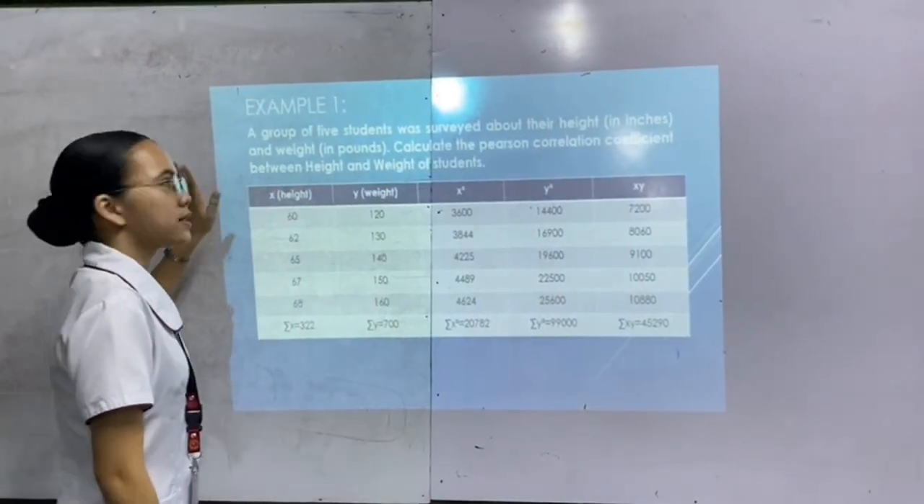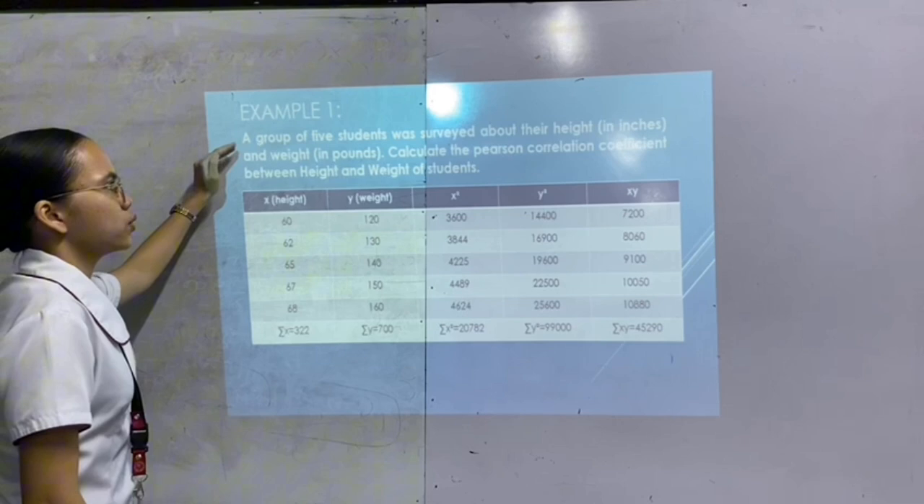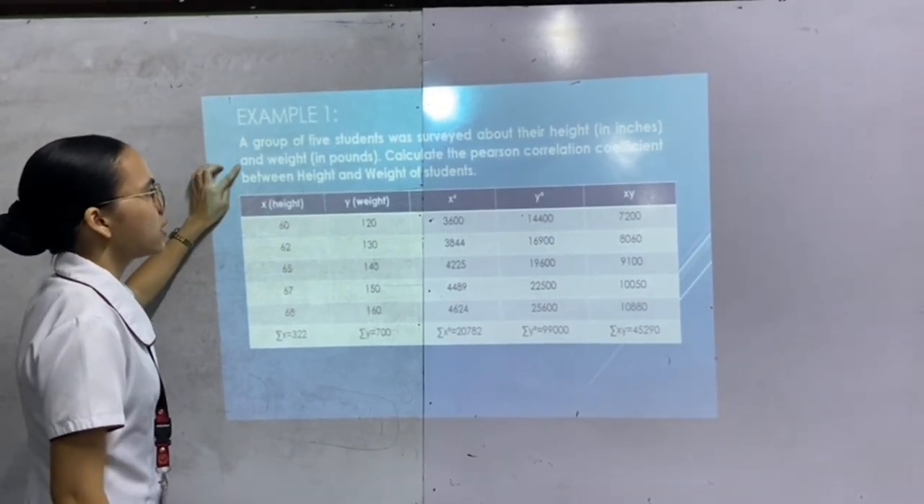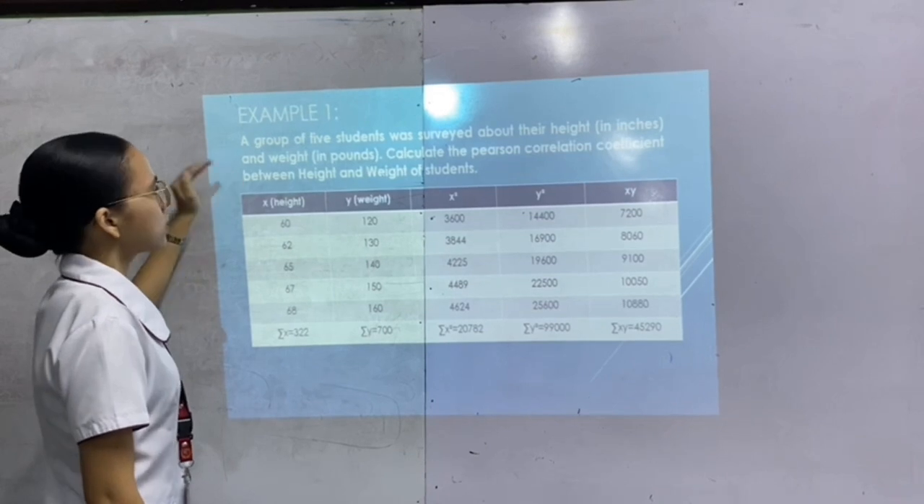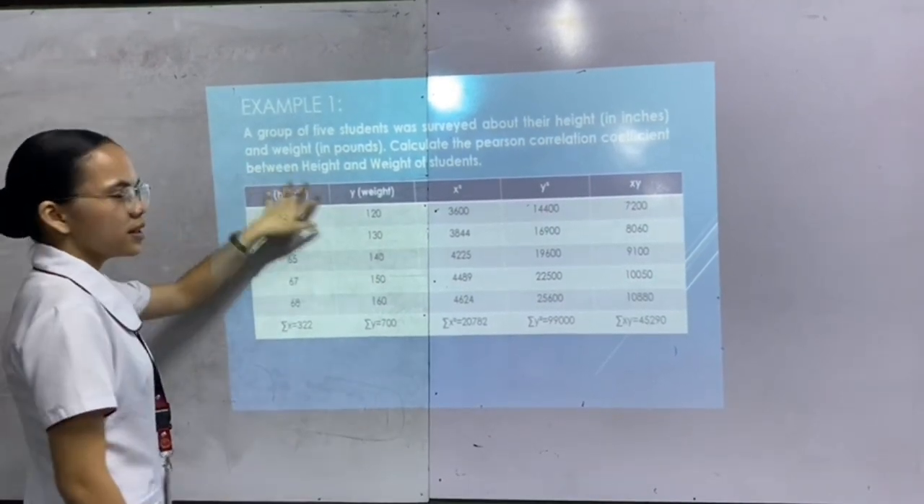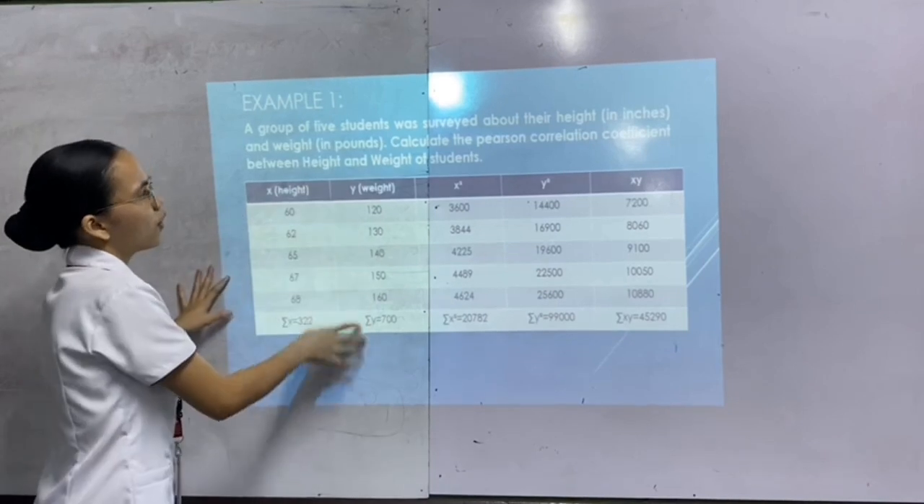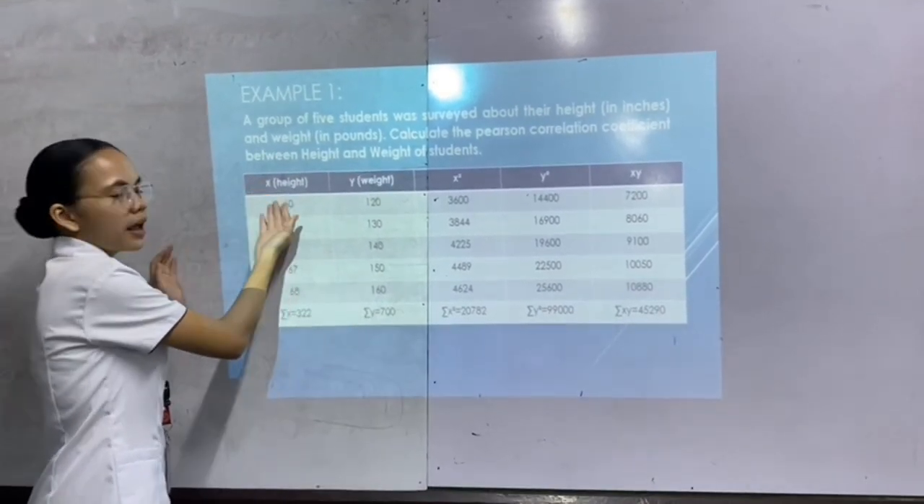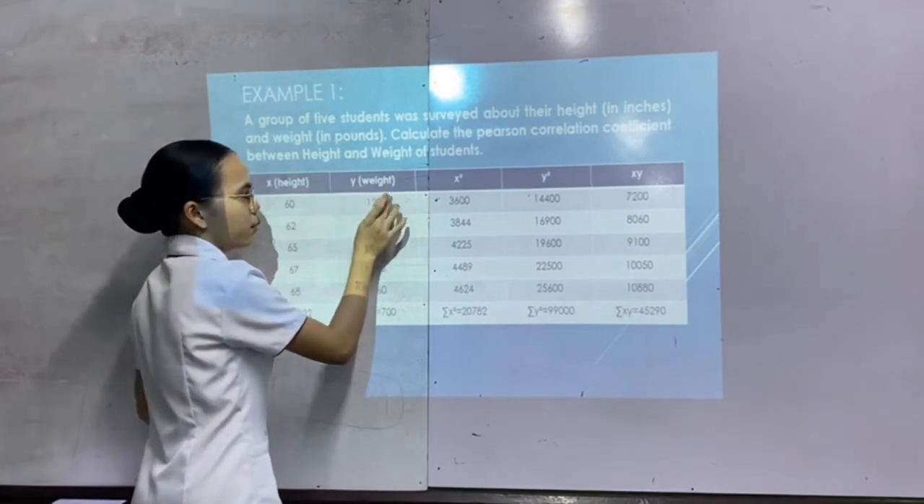So this is an example. A group of 5 students was surveyed about their height in inches and weight in pounds. Calculate the Pearson correlation coefficient between height and weight of students. So this is the data collected for the height and weight of the students. The x is the height and y is the weight.